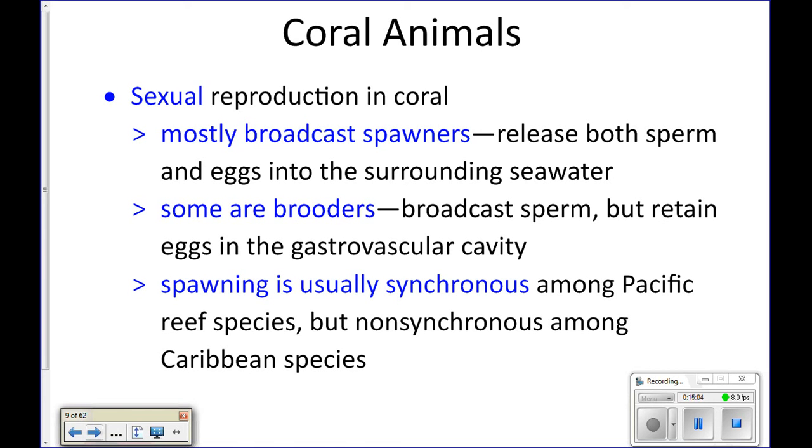To the point that there are so many gametes in the water that it actually makes the water cloudy, because there are so many corals on the reef and they're all reproducing at the same time. It's called synchronous spawning, and they all spawn together. In Caribbean species of corals, they have asynchronous spawning, so certain kinds of coral will spawn on different nights. All right.